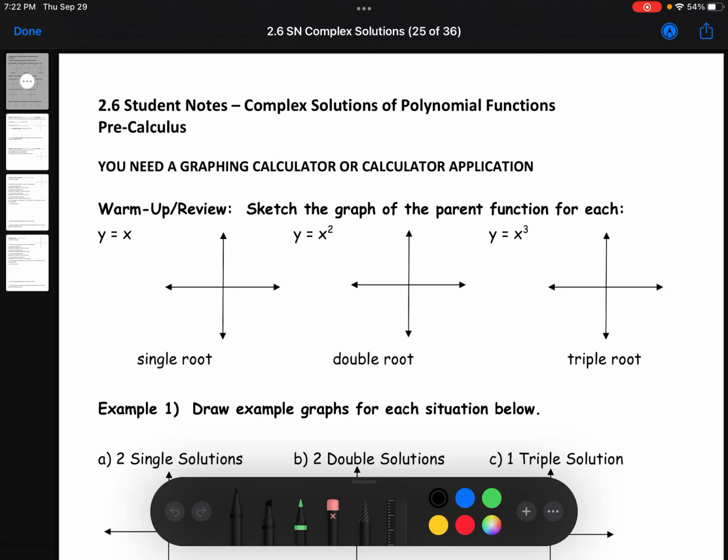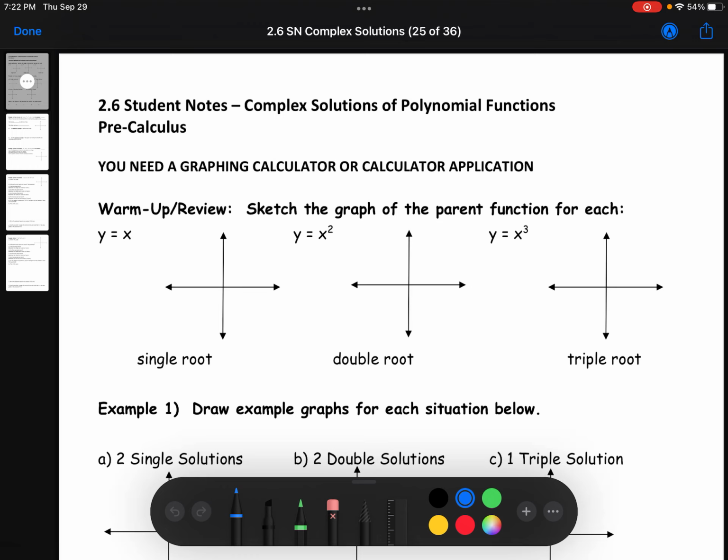Hey everybody, welcome to 2.6. Today we are going to look at complex roots. That would be roots that have real parts and imaginary parts.